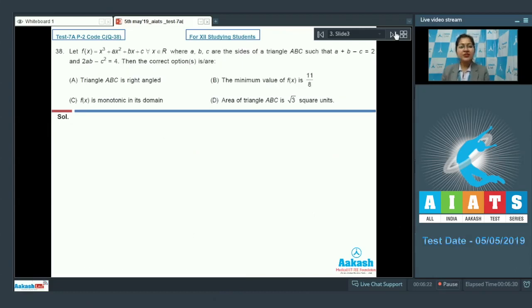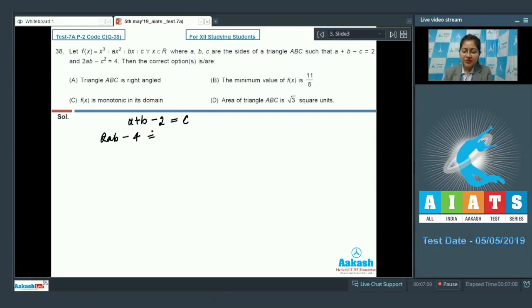Question number 38, which says that f(x) is equal to x cube plus a x square plus b x plus c for all x belonging to R, where a, b, c are the sides of a triangle ABC, such that a plus b minus c is equal to 2 and 2ab minus c square is equal to 4. Then we have to answer the following options. Now, it has been given that a plus b minus 2 is equal to c and 2ab minus 4 is given to be equal to c square.